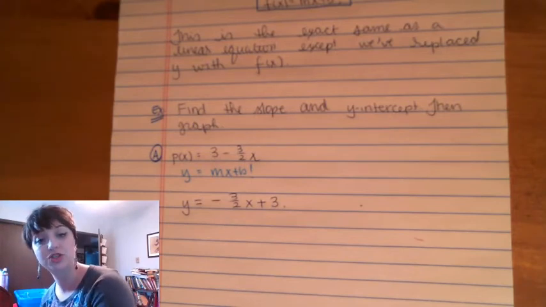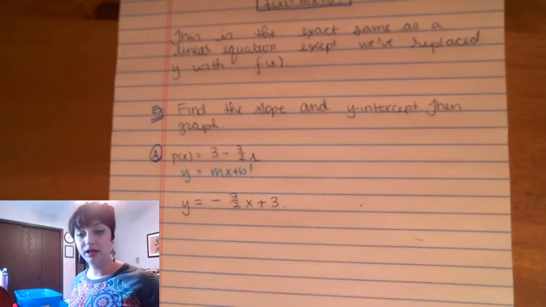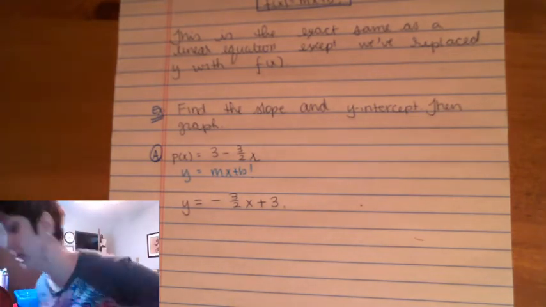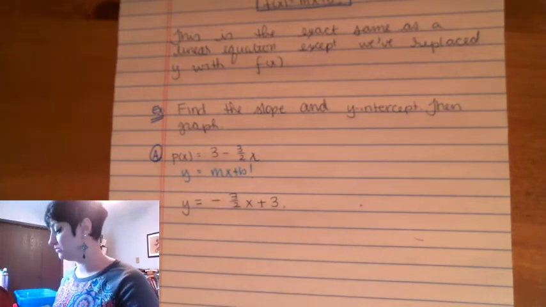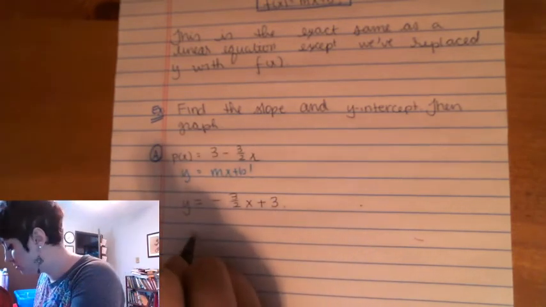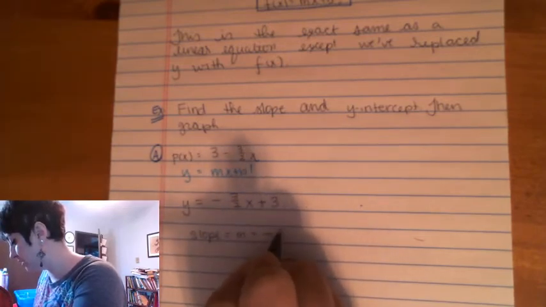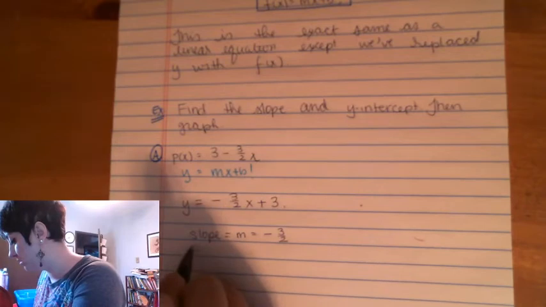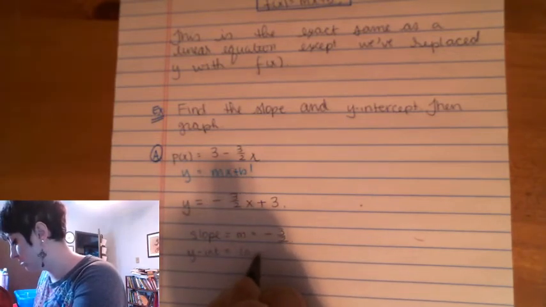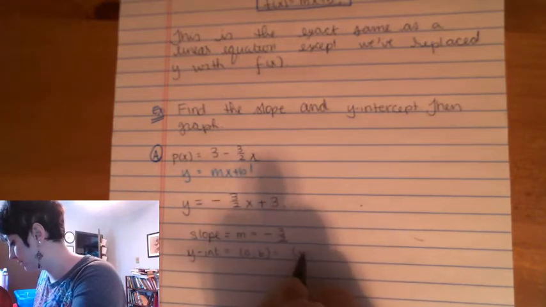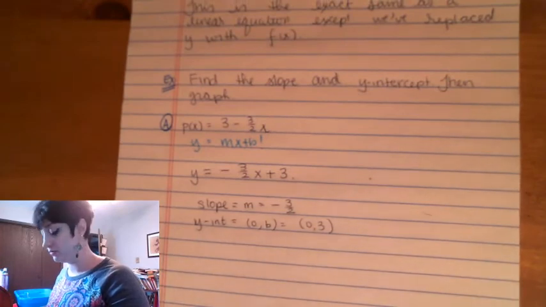We know that the slope is the coefficient of x, and we know that the intercept is the 0, b value, and in that case it's the constant. Okay, so slope is m, which in this case is minus 3/2, and the y-intercept is 0, b, which in this case is 3, so (0, 3).